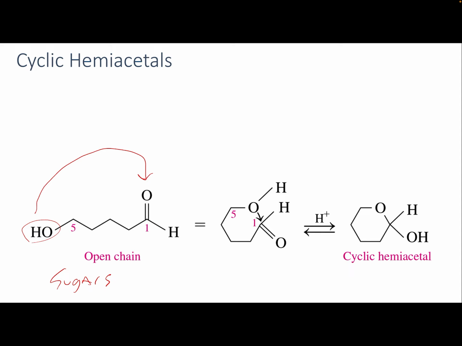It can be part of the same molecule, just far down the chain. When this happens, it forms a ring. It actually closes and reacts with itself, and it forms a hemiacetal. And so each one of our cyclic sugars will be hemiacetals.